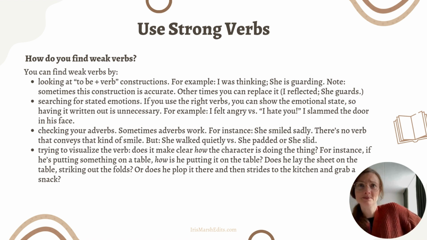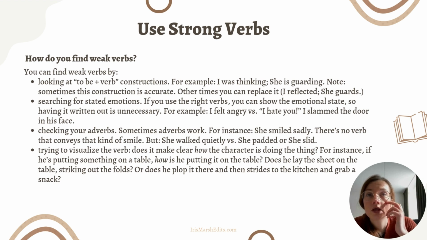So that's all good and well. But how do you actually find weak verbs? In general, you can find them by looking at a construction of to be plus verb. For example, I was thinking, she is guarding. Note that sometimes this construction is accurate because of tense. Sometimes someone was doing something if it's ongoing, right? But other times you can also replace it. For instance, I reflected, well, reflected also might not be the best word, or she guards instead of she is guarding.